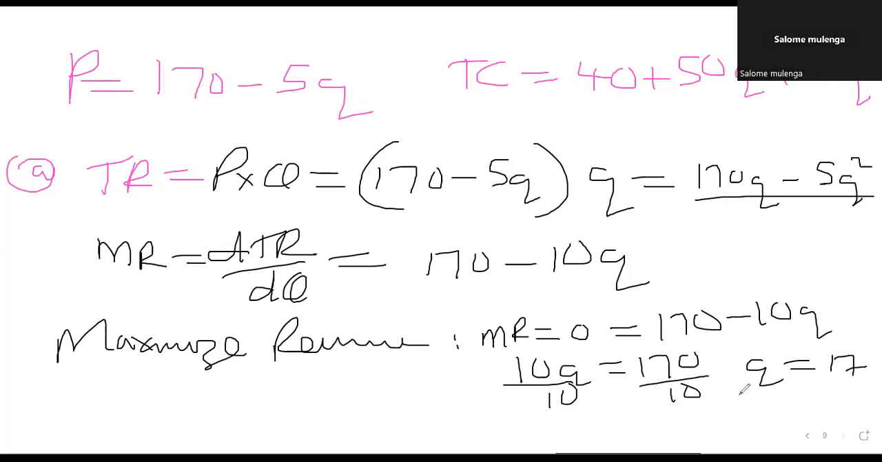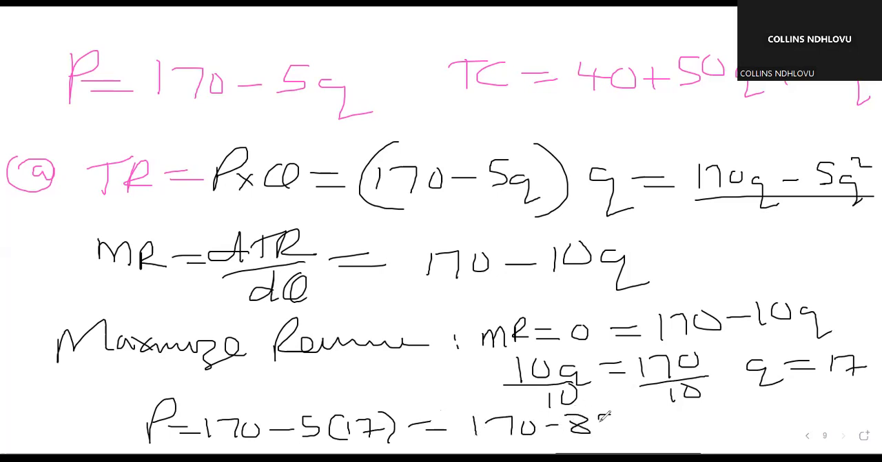17. So to maximize is to find both price and quantity that will give you the highest what? Revenue. So this would be what? 170 minus 5Q. So we're going to have 170 minus 85. So meaning the price to maximize revenue is 85. So we have optimized. So this is what we call optimization.